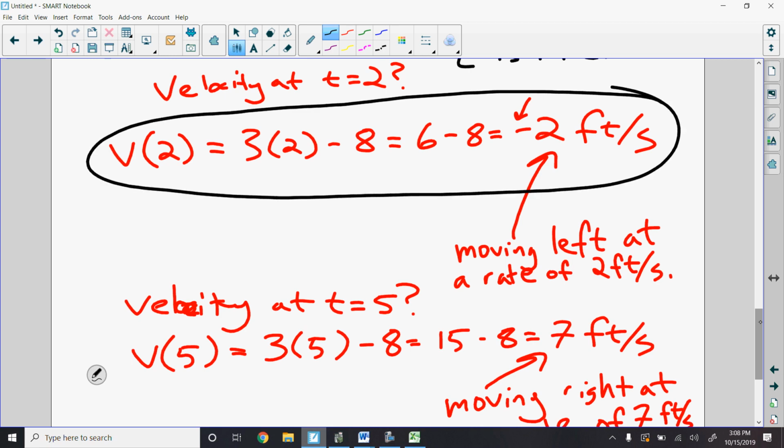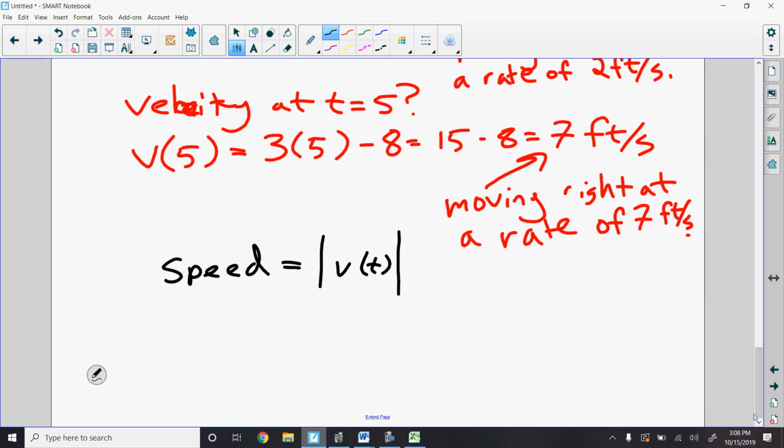So notice my velocity at 2 was -2 feet per second. That means I'm moving at a speed of 2 feet per second, because it's always the absolute value. Speed is always 100% positive. So my speed at time t equals 2 is positive 2 feet per second. My speed at t equals 5 is positive 7 feet per second. Whether it's positive or negative, it just becomes positive, and that's our speed. As a result, speed is always positive.